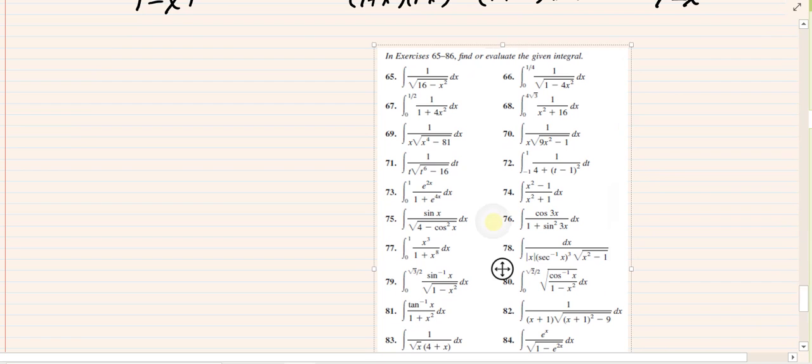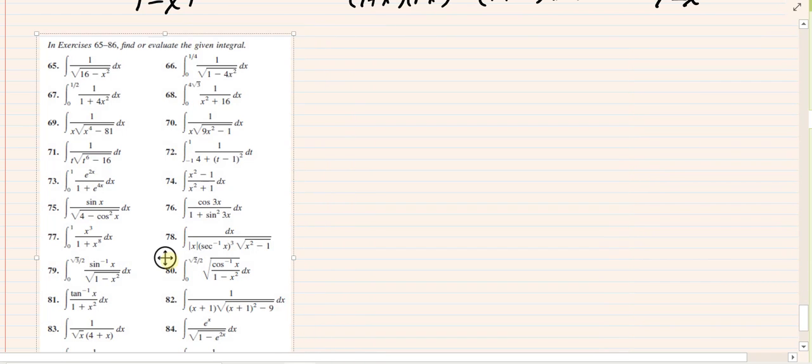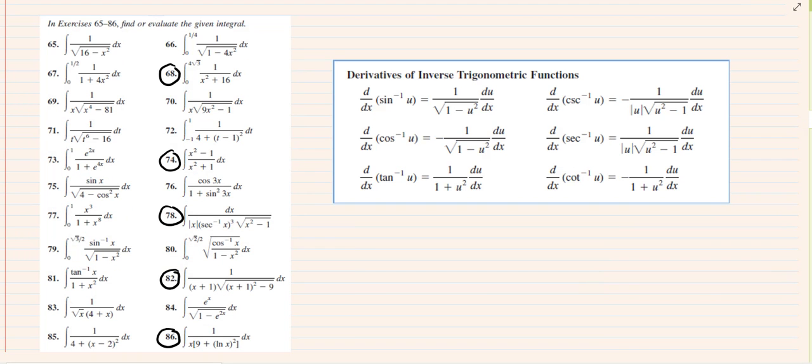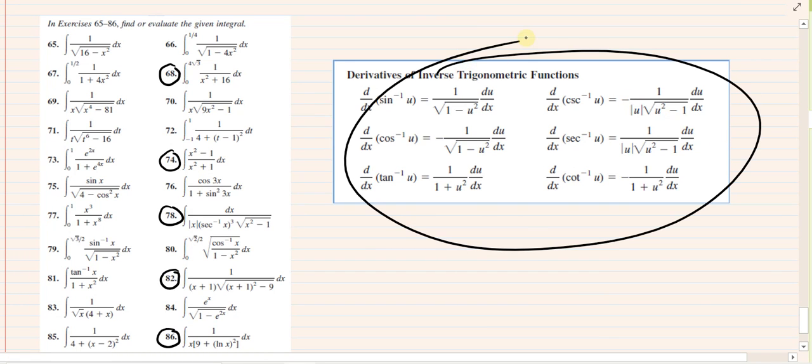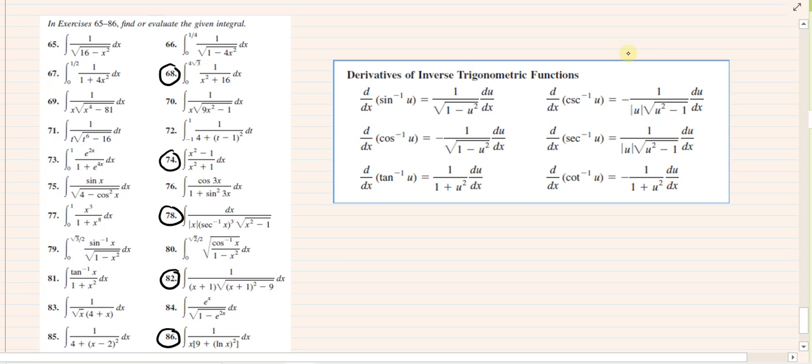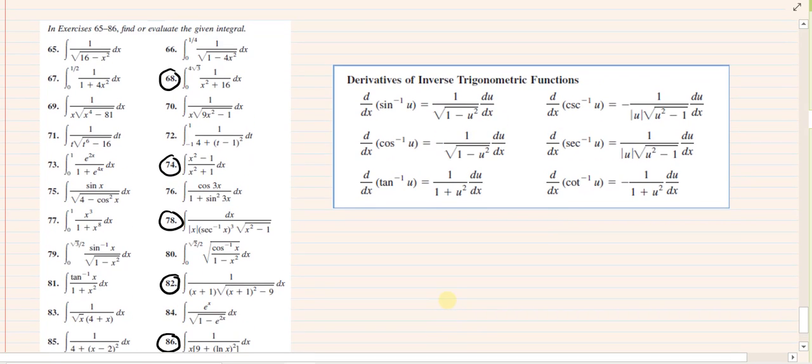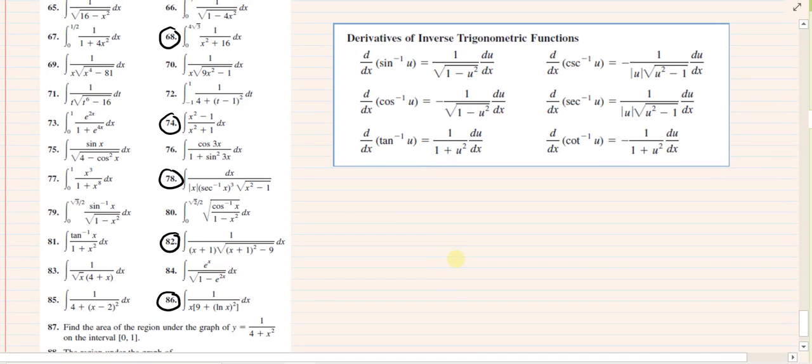That brings us to some integration problems. Okay, so let me grab our formulas for the integration problems. Okay, so I moved the formulas here for our integration problems down here. And we're going to look at the circled exercises. Let's begin with exercise number 68. Here we want to evaluate the integral.